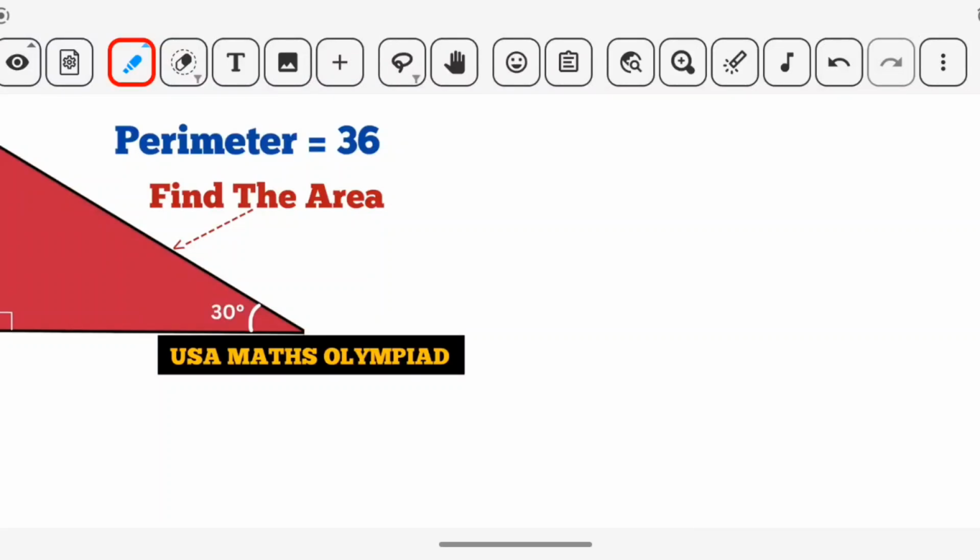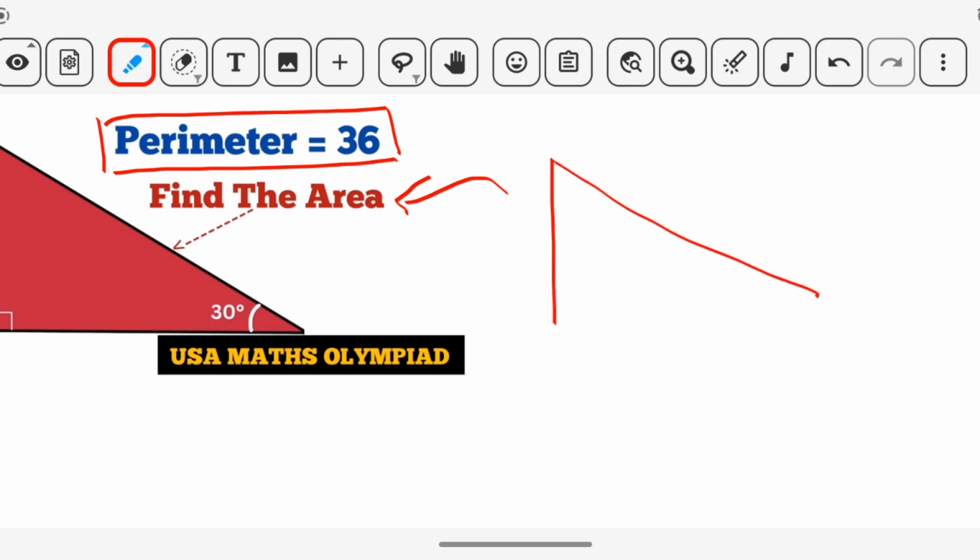Hello there. Look at this beautiful question from USA Maths Olympiad. The perimeter of this triangle is given, and we need to calculate the area of the triangle. So let's draw it personally here.